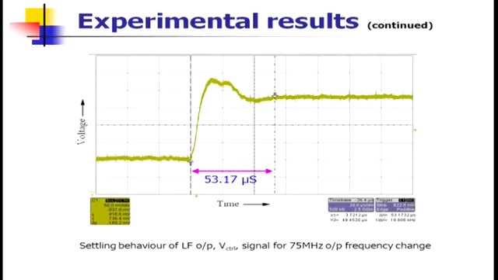To summarize, this is the settling time, that is, from the lowest frequency to the highest frequency, how much time it required. Now it is locked in at the lower frequency, and then it again goes back to the higher frequency, how much time is required to lock in. So it is 53.17 microseconds. That is the settling time.